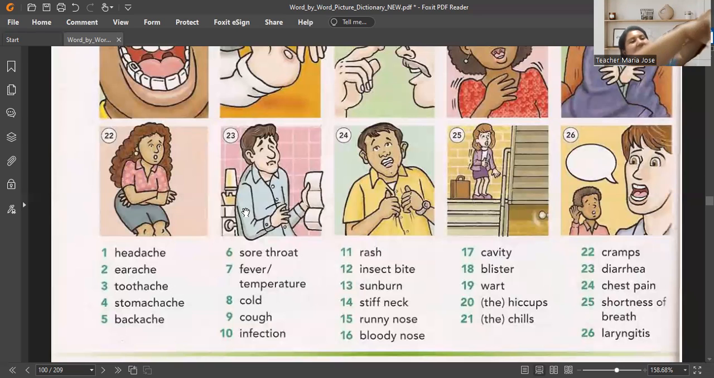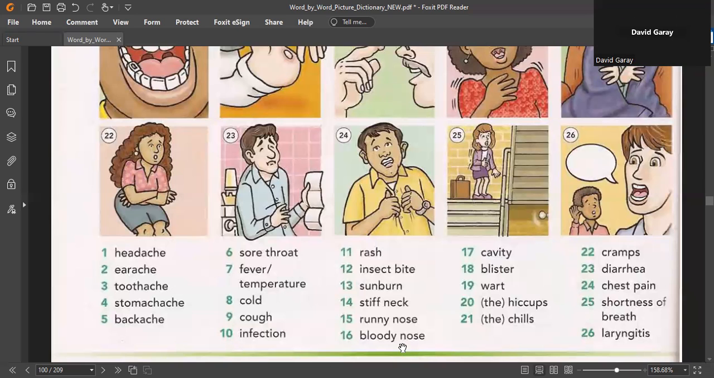Okay, next one. I have a rash. Alejandra, what do I do? I have a rash. Go to the allergist. The allergist? Okay. Anything else, David? Take the lotion... take or use? Use the lotion for the rash, yeah? A rash. Excellent.